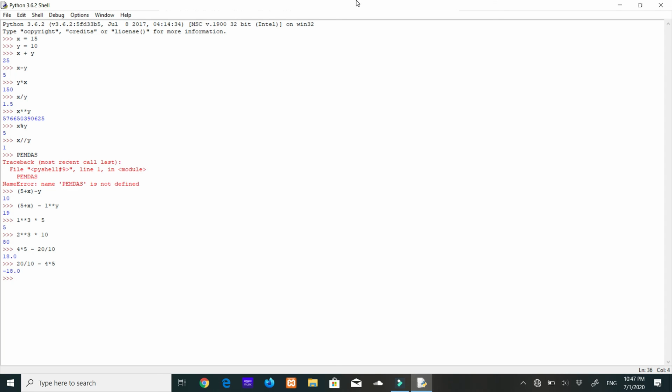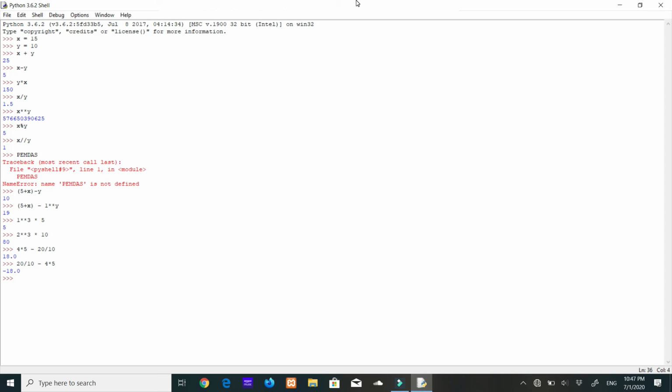After multiplication and division, we have addition and subtraction. Addition and subtraction have the same order of precedence, which means that neither one gets executed first. Only the operation that is to the leftmost will get executed first, and the rightmost will be executed last. So that's it for operators.